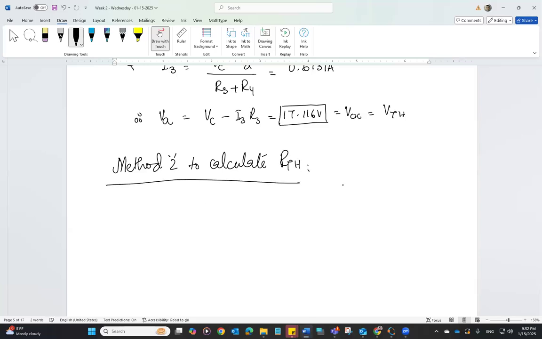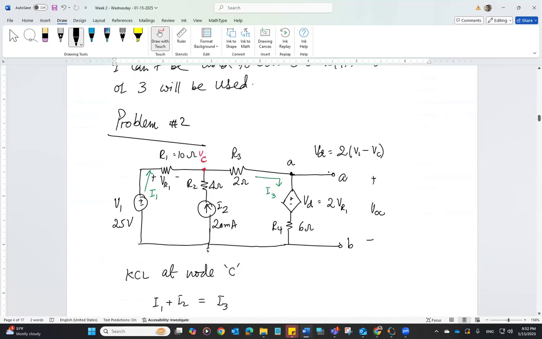All right, in this method, what we do is we short circuit terminals AB. And then we find what is the current that is passing through that short circuit. And once we find that current, then we take the ratio of the open circuit voltage that we just found out, Thevenin voltage, to the short circuit current. And that ratio is going to give us our Thevenin resistance.